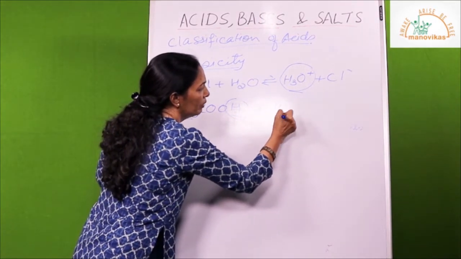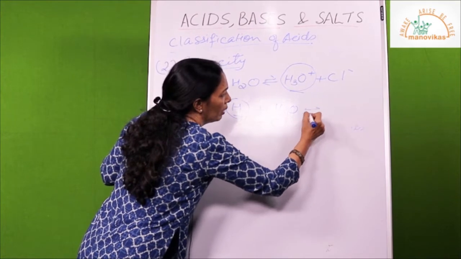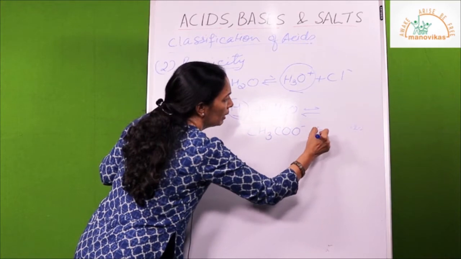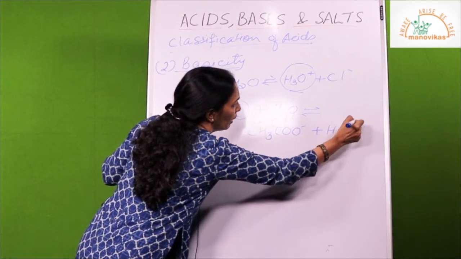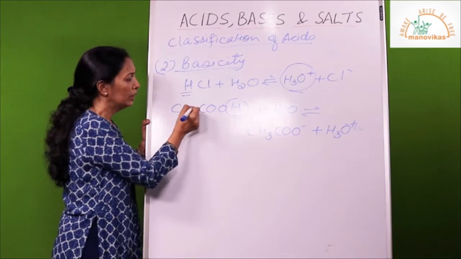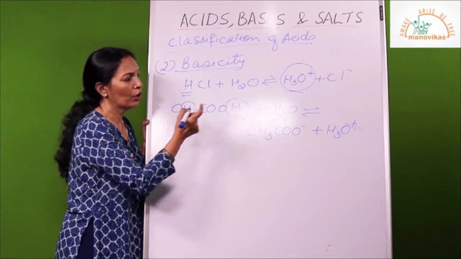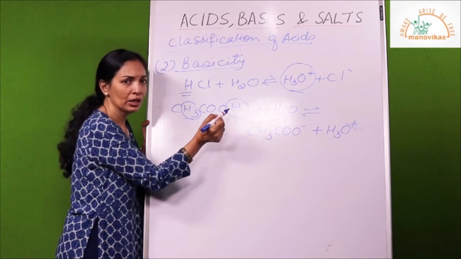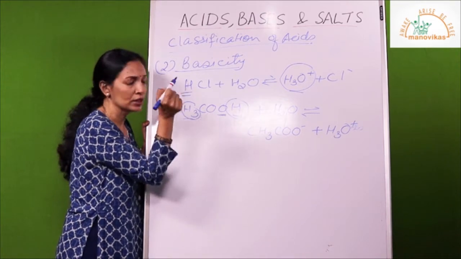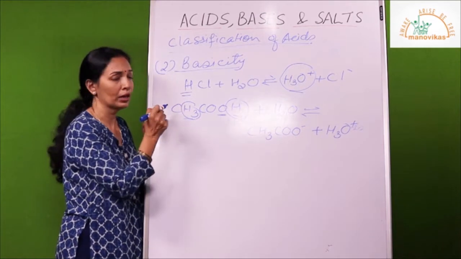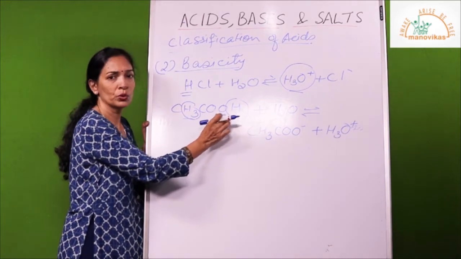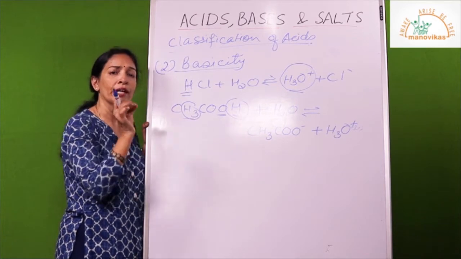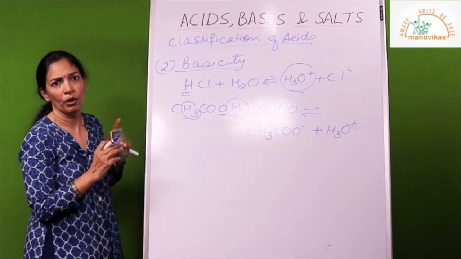If it is dissolved in water, it gives CH3COO- plus H3O+ as the positive ion. Now these other H will not come out in the form of ions. So you can understand that the hydrogen ion which is attached to oxygen can only be given out, not the others. So it is very important to see whether the hydrogen is attached to oxygen or not, if there is oxygen in the molecular formula of the acid.